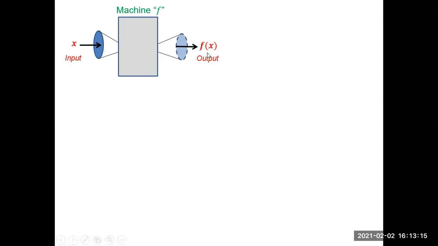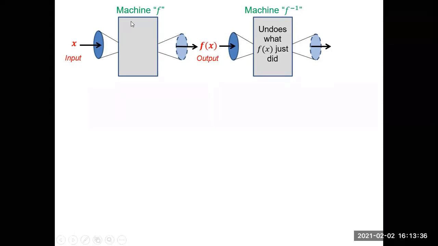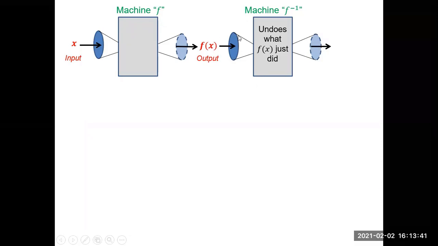So what would this machine actually do? The inverse machine would take your mistake or your bottle, you could put it into the mistake machine or the inverse machine, and it will undo what f of x just did. It should get you right back to the original input. So if x is plugged into machine f to get f of x, now I plug f of x into f inverse, and I get f inverse of f of x.